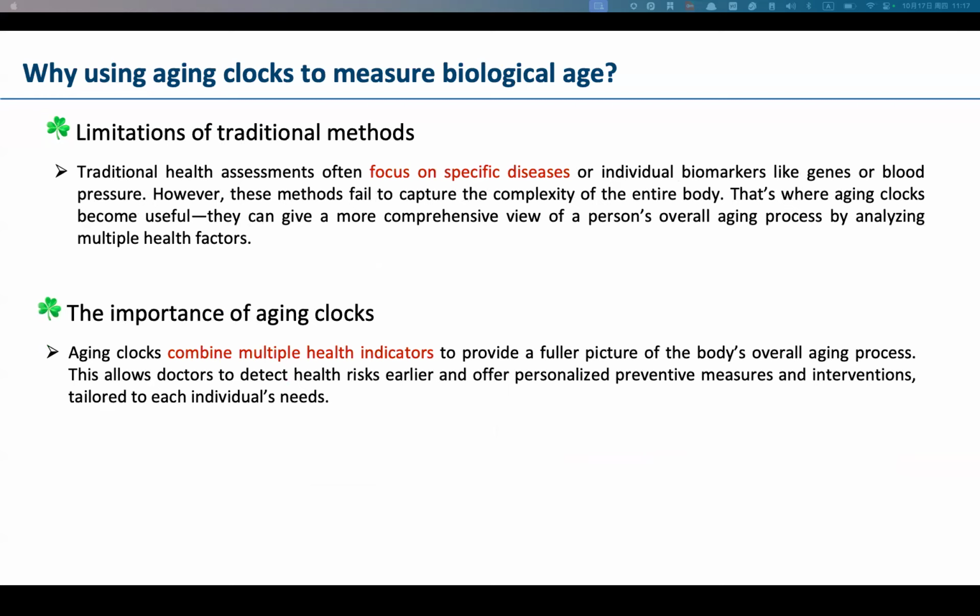So why use an aging clock to measure biological age? First is the limitation of traditional methods. Traditional health methods often focus on a specific disease or individual biomarker, like genes or blood pressure. However, these methods fail to capture the complexity of the entire body. That's where aging clocks become useful. They can give a more comprehensive view of a person's overall aging process by analyzing multiple health factors. The importance of aging clocks, I think I don't need to repeat it.